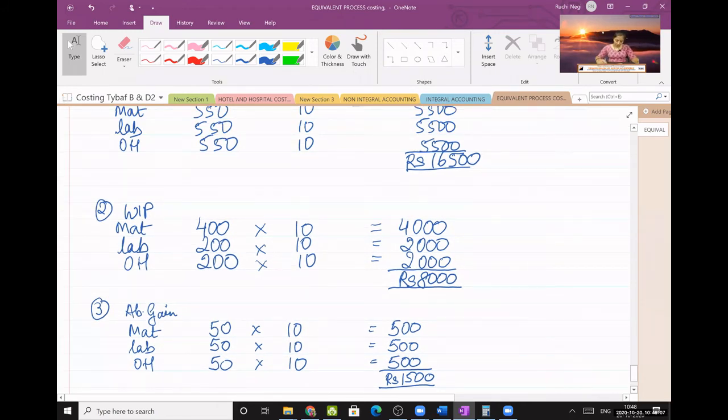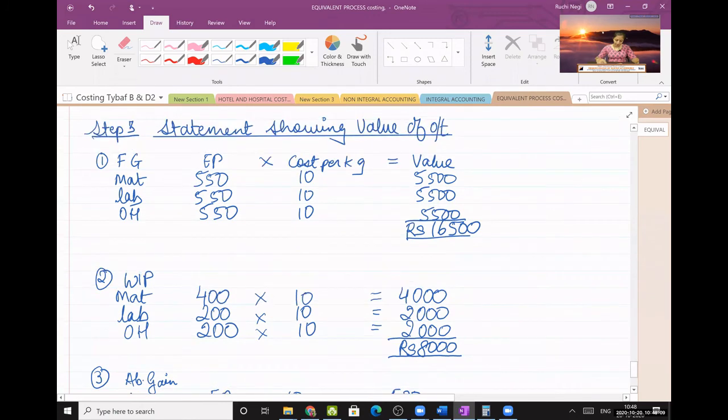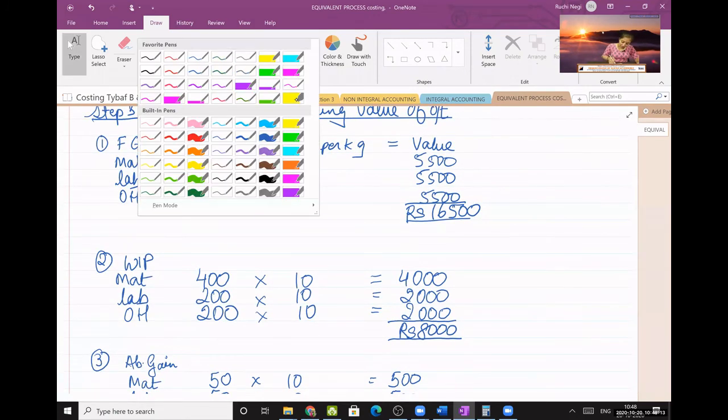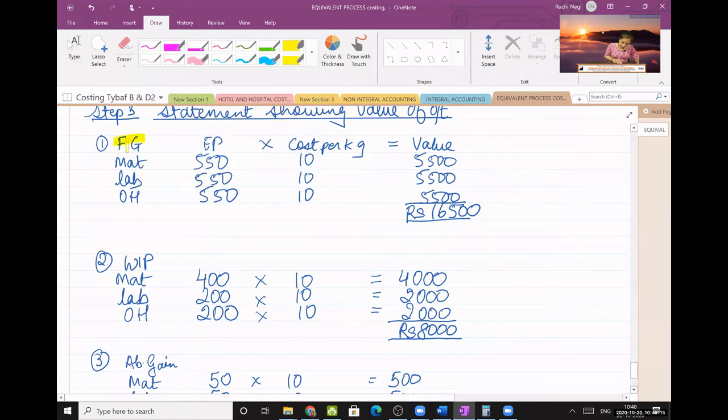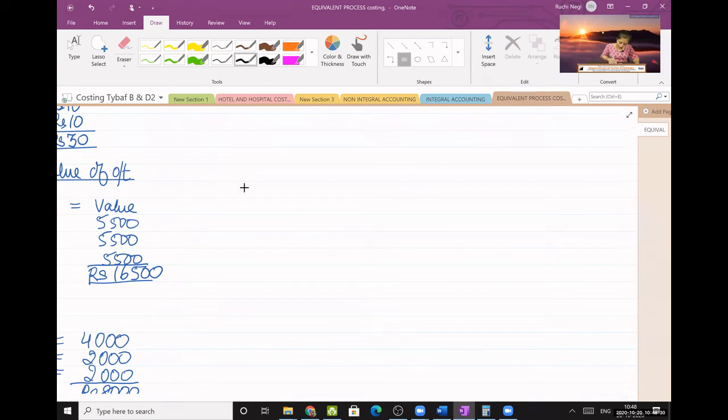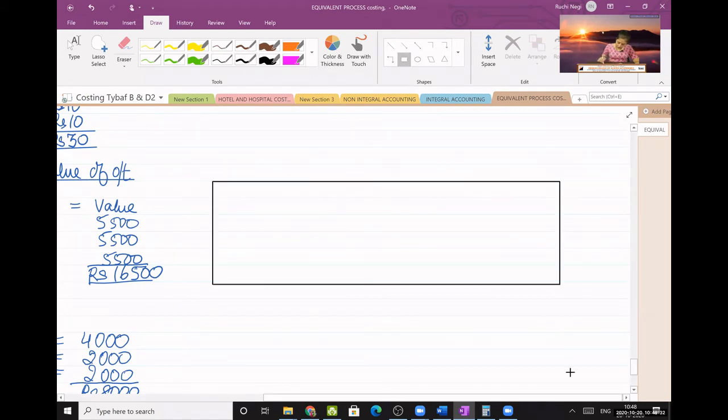So my step 3 is done. I calculated finished goods, WIP, and abnormal gain. Okay, I got the values. Now make what? Process account. So make a process account.